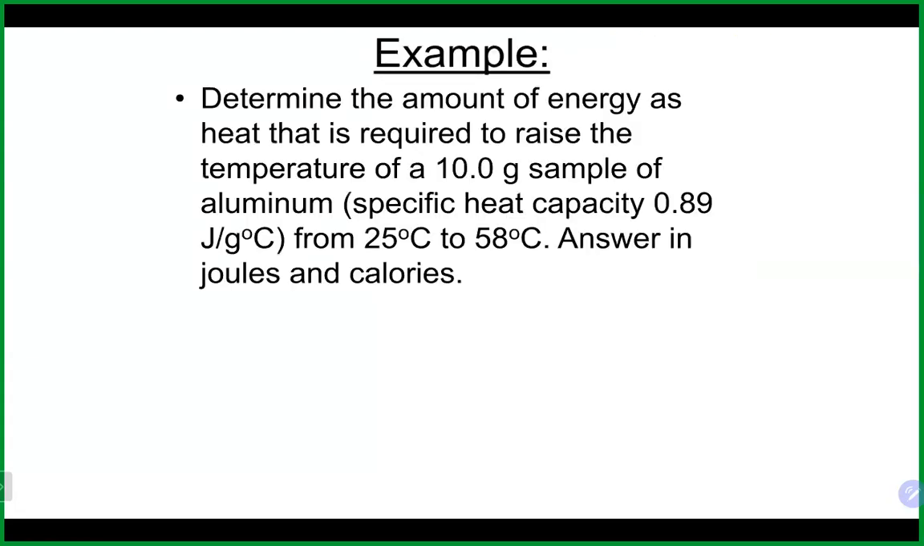So why don't you try one here: determine the amount of energy as heat required to take 10 grams of a sample of aluminum that has a specific heat capacity of 0.89 from 25 to 58 degrees Celsius. Answer both in joules and calories.